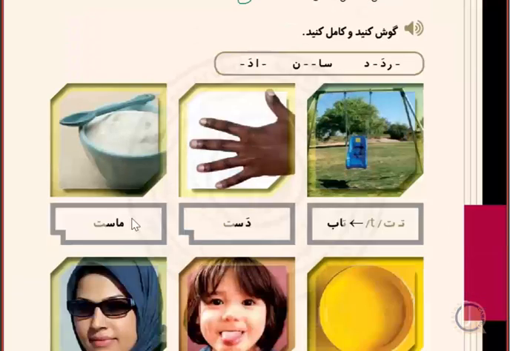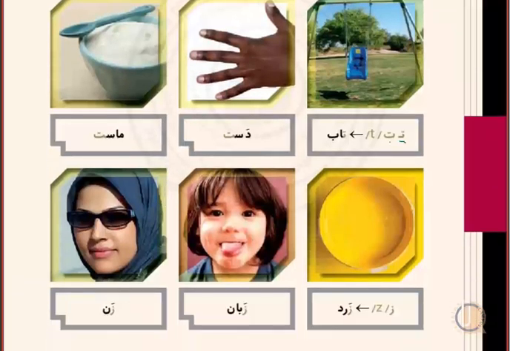Okay, next letter is t. Small t, capital t. The sound is t, as in top, swing. At the beginning position, we use the small one. At the final position, we use the big one, that is dast. Now you can read them. Dast, hand. How about next one? Try reading them. Mast, that is yogurt.